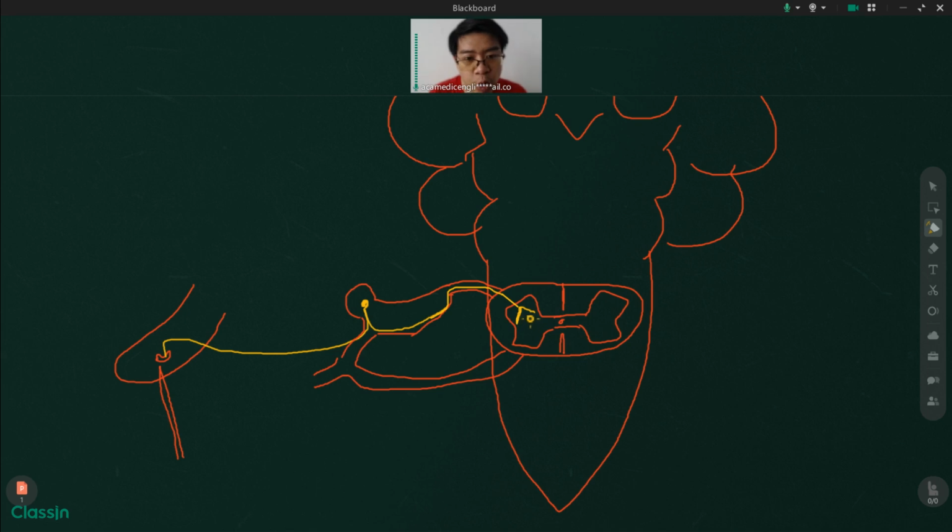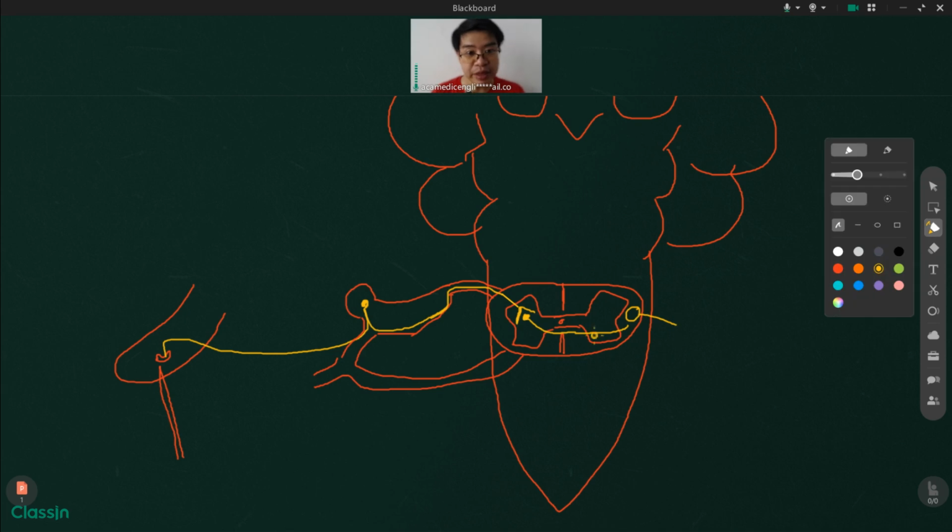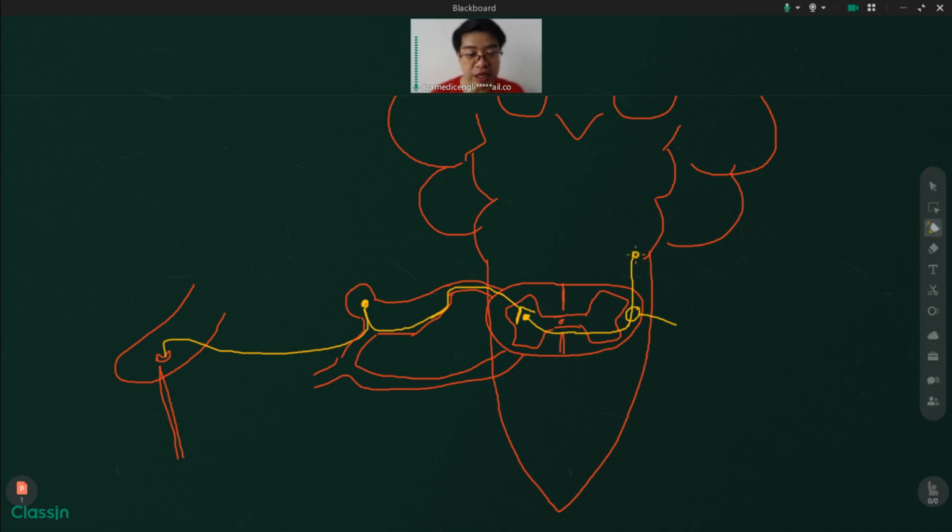Okay, and the posterior horn is going to contain the cell body of the second order neuron. So what will the second order neuron do? It immediately crosses to the other side. Bam! It will cross to the other side like this. And after it crosses to the other side, it will go to a tract on the side of the spinal cord right here. That tract right there.